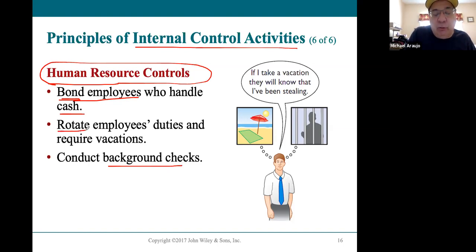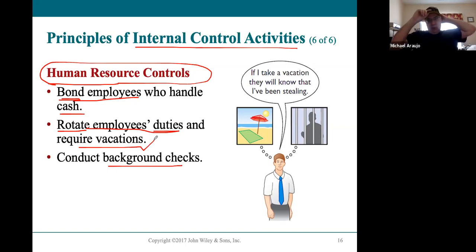Another thing that they'll do is they'll rotate duties of certain employees and they'll require you to take vacations. And then they'll monitor any differences while you're not there. So this happened in a suburb of Boston.